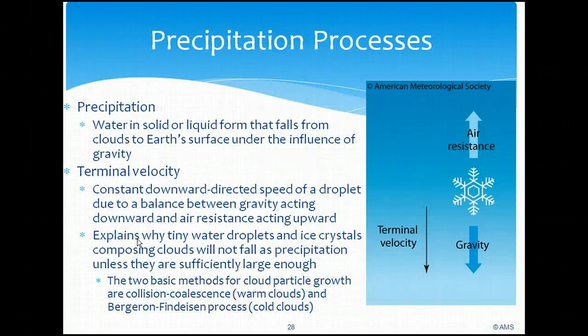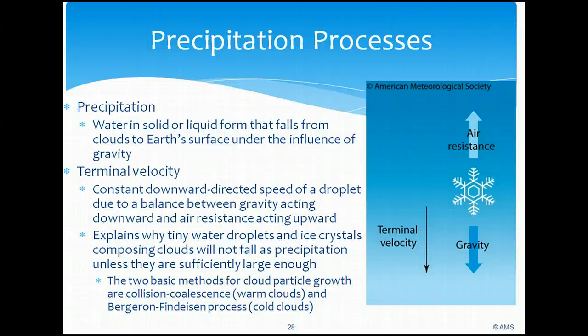Let's talk for a minute now about precipitation processes. Clouds are no guarantee that it will rain or snow. In fact, most clouds do not yield any significant rain or snow, as you appreciate. This is because a special combination of circumstances is required for this thing known as precipitation to develop. Precipitation is water in solid or liquid form that falls from clouds to Earth's surface under the influence of gravity.